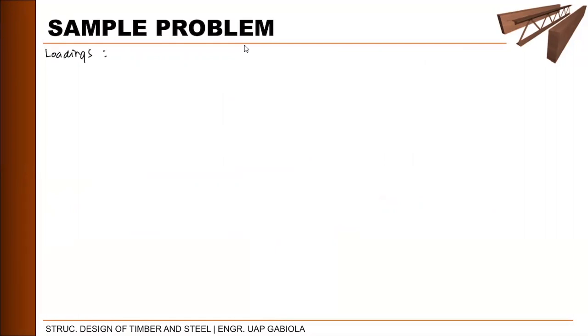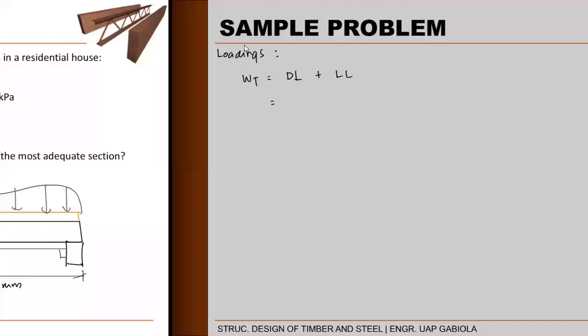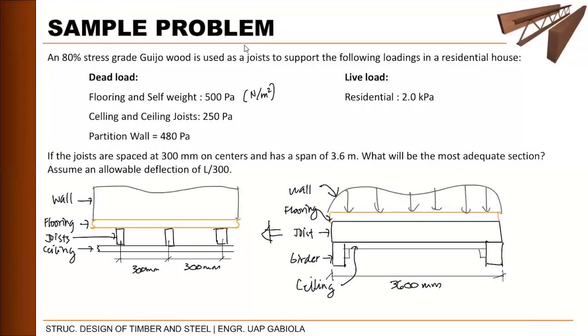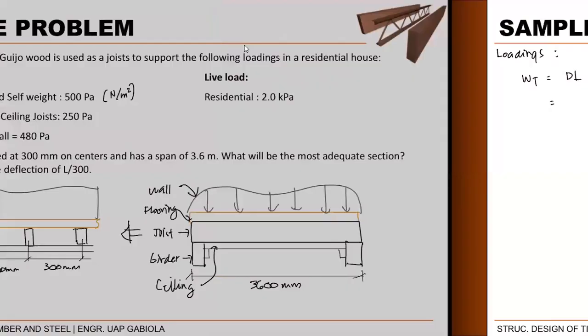So, since in timber we're only considering service load, working stress lang tayo, the total load that it needs to carry will be equal to the summation of the dead load and the live load. Okay? So from the figure in the previous slide, we have 500, 250, and 480. Tapos meron tayong 2,000. Okay?